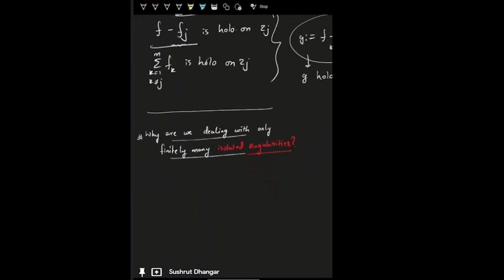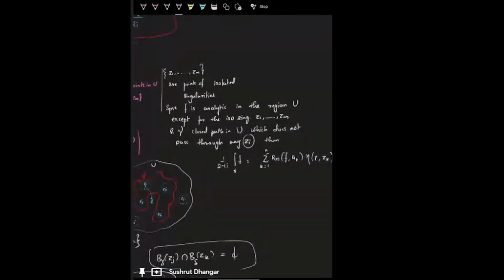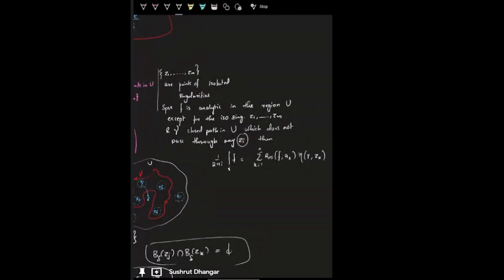When I was discussing this theorem with Pradeep sir, he asked me this question: why are we dealing with only finitely many isolated singularities here? Why can't we have infinitely many isolated singularities? This is an open question to the audience. If anyone would like to think of an answer to this question, please do so.